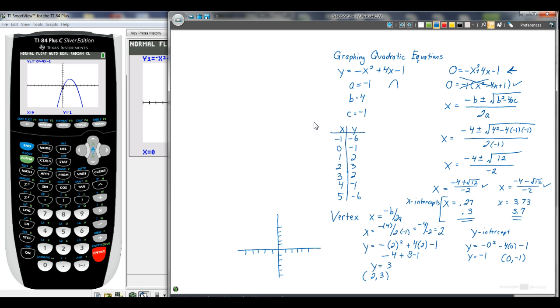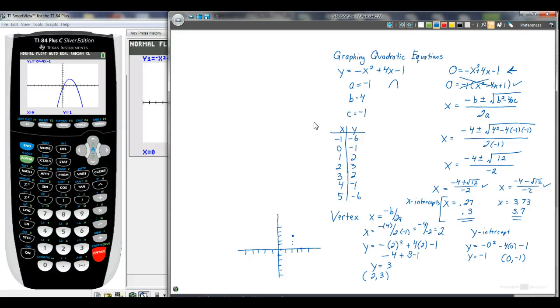So we can start by graphing our vertex, which is 2, 1, 2, 3. So this is our (2, -3). And then we have our x-intercepts. So that is at 0.3 and 1, 2, 3, about 3.7. And then our y-intercept is (0, -1).